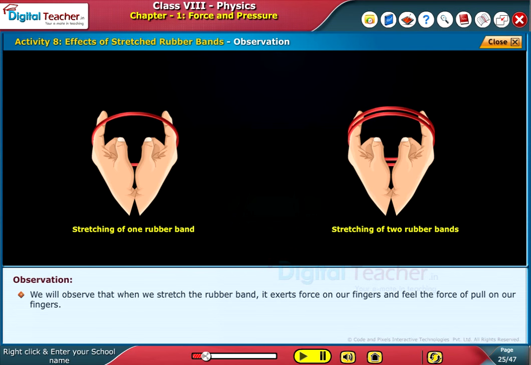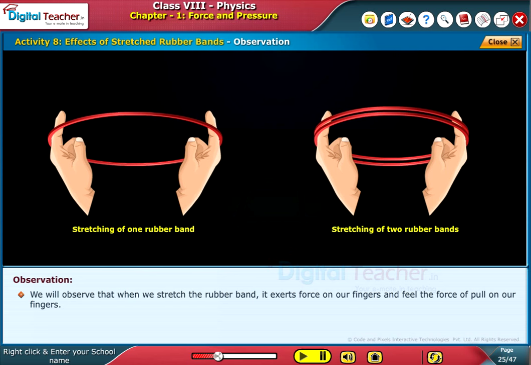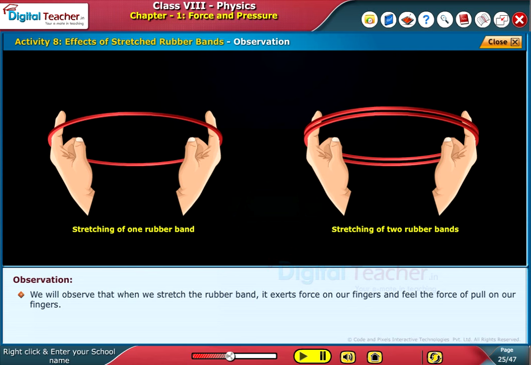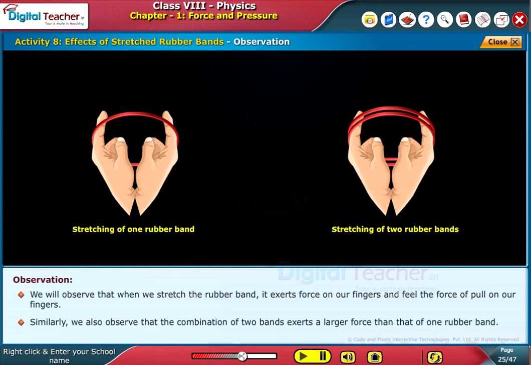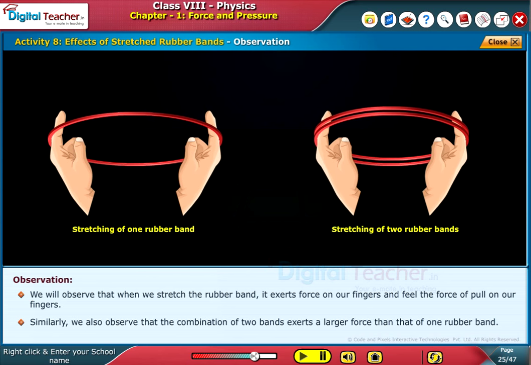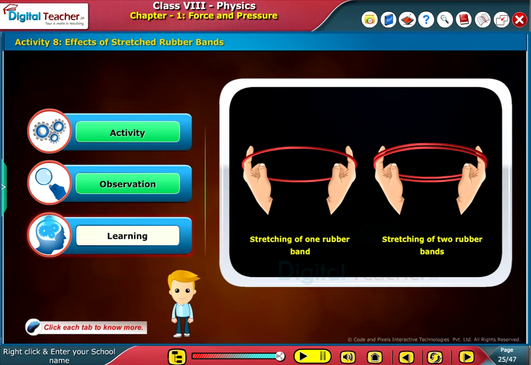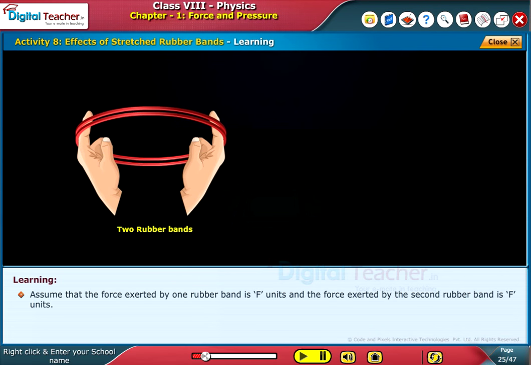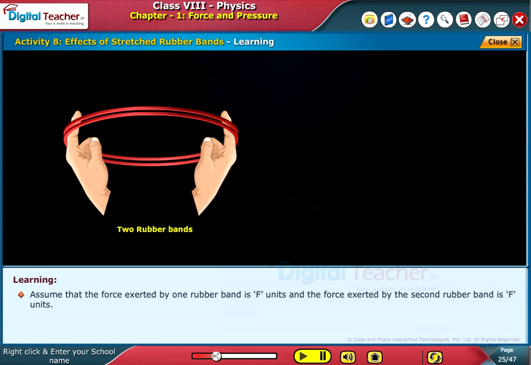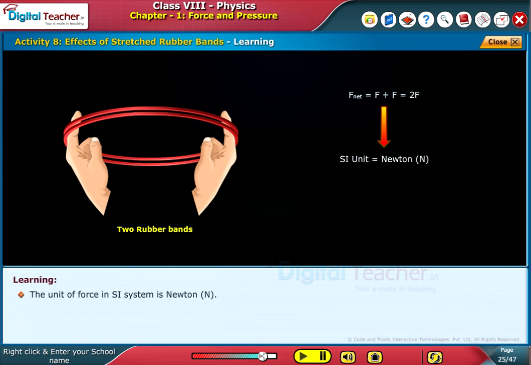We observe that when we stretch the rubber band, it exerts force on our fingers and we feel the force of pull on our fingers. Similarly, we also observe that the combination of two bands exerts a larger force than that of one rubber band. Assume that the force exerted by one rubber band is F units and the force exerted by the second rubber band is F units. Then the net force of two rubber bands is shown on the screen. The unit of force in the SI system is Newton, N.